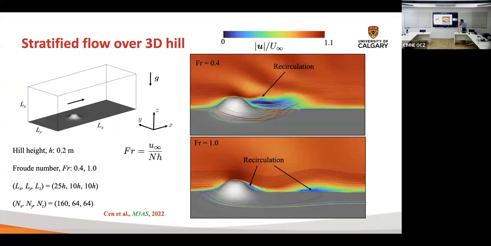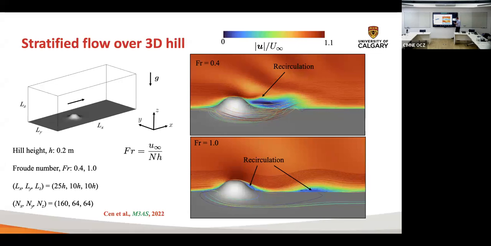Good. One more case in this complex terrain. So I showed a pure stratified flow. I showed the flow over the complex terrain. Let's combine them together. So this was a stratified flow over the complex terrain. Some people would think the Gaussian hill is not complicated. Good luck to model that.